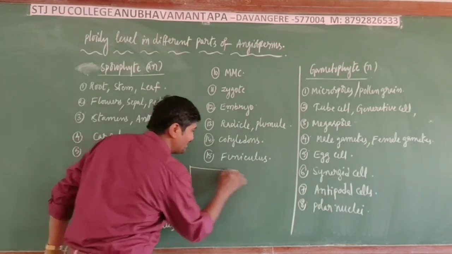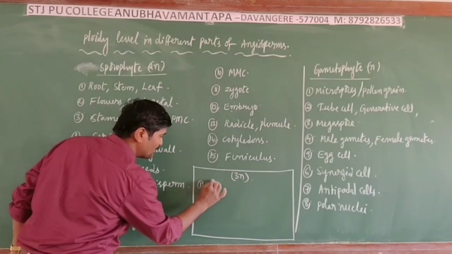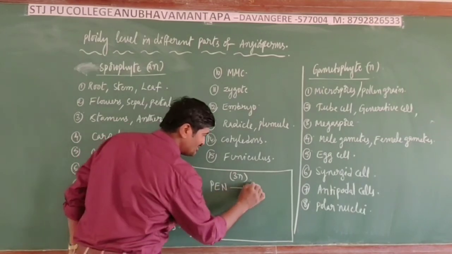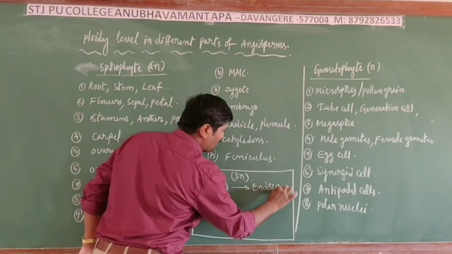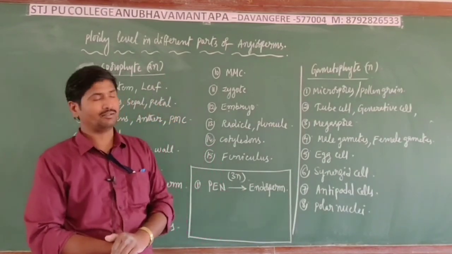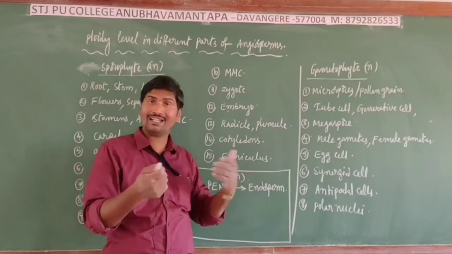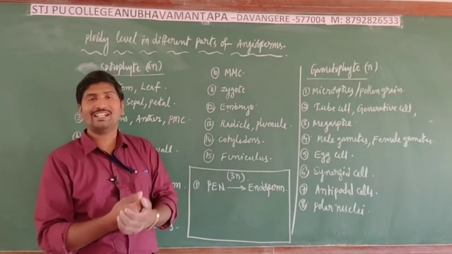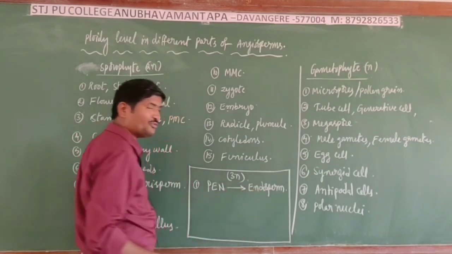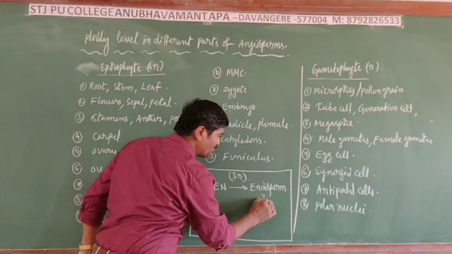What about the triploid level in the plant body? See here. It is also very important. Triploid. That is the first one, PEN, the primary endosperm nucleus, that develops into the endosperm. It is very important: the endosperm in angiosperms is triploid, because it is the product of triple fusion. What about gymnosperms? In gymnosperms, the endosperm is haploid, because the endosperm is the female gametophyte. The endosperm develops before fertilization in gymnosperms, so it is haploid. But here, triploid. It is very important, the difference between the endosperm in angiosperms and gymnosperms. In gymnosperms the endosperm is haploid, but in angiosperms, triploid.